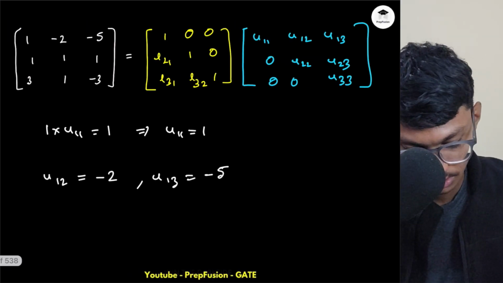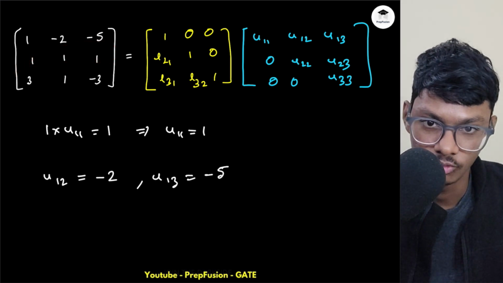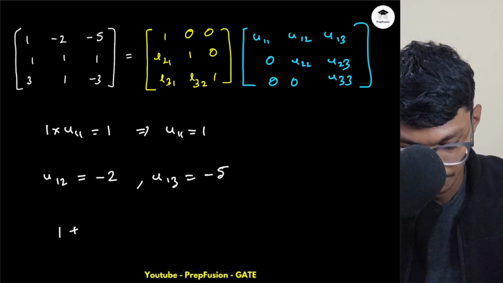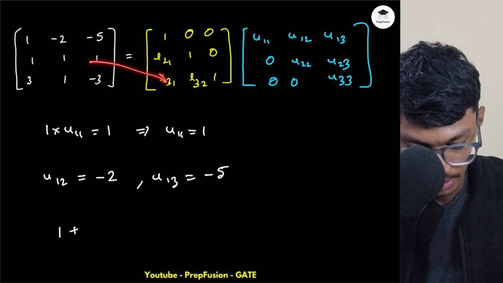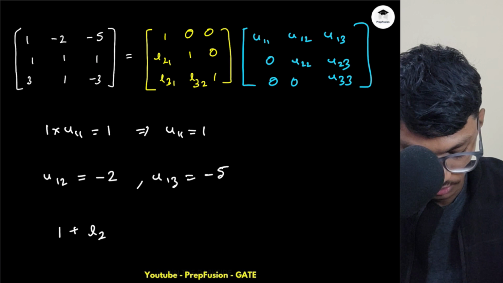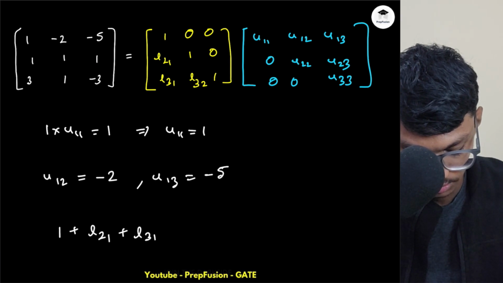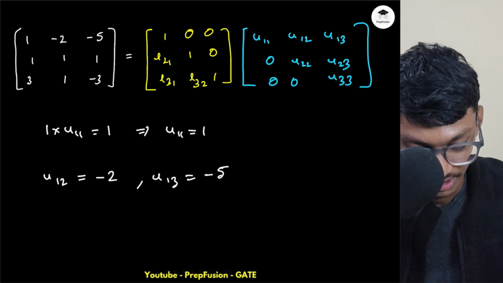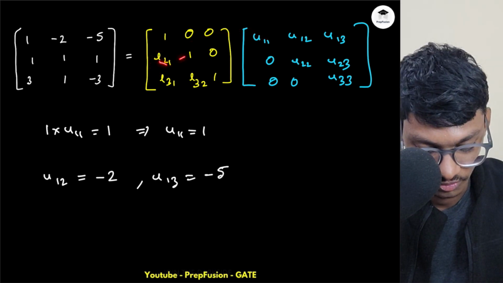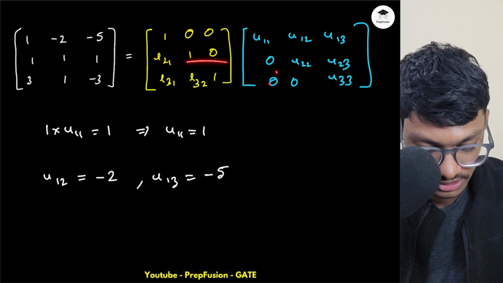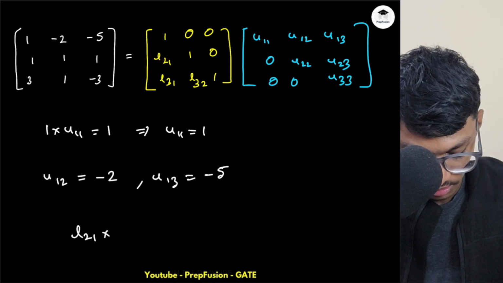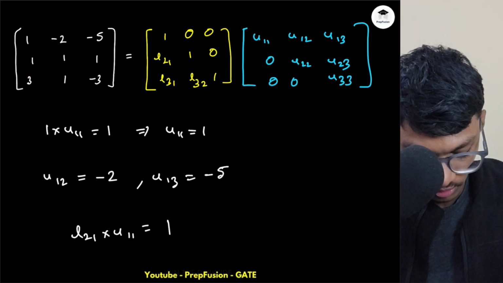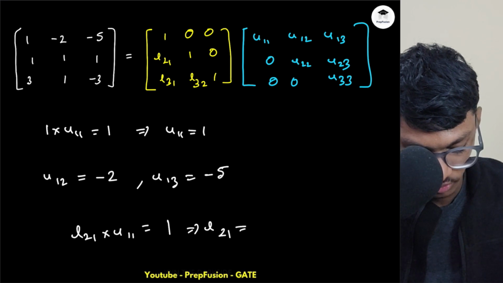Okay, next is the second row. Now I'll move on to the second row. Sorry, what I'm missing, I will multiply the second row and the first column, right? So L21 into U11 and all these will be 0. So L21 into U11 is equal to this element, which is 1. Now obviously U11 is itself 1, so L21 will also be equal to 1.